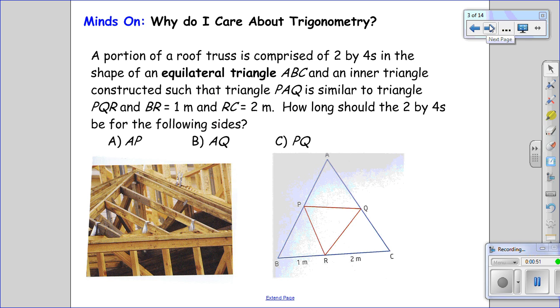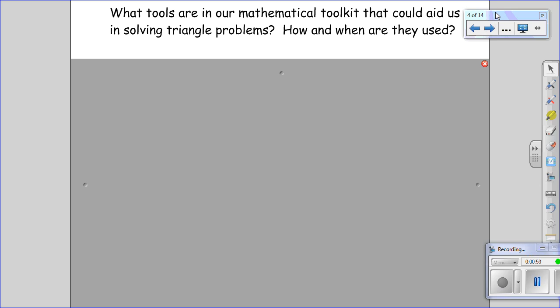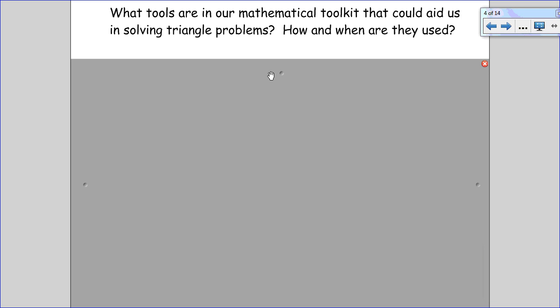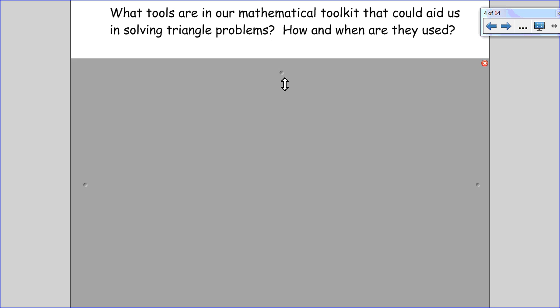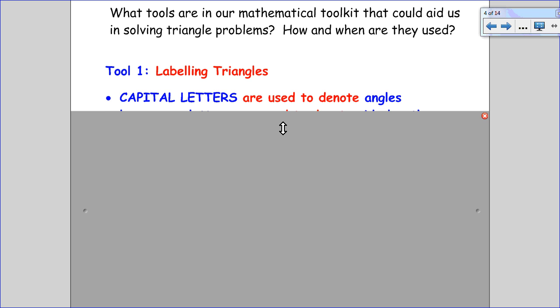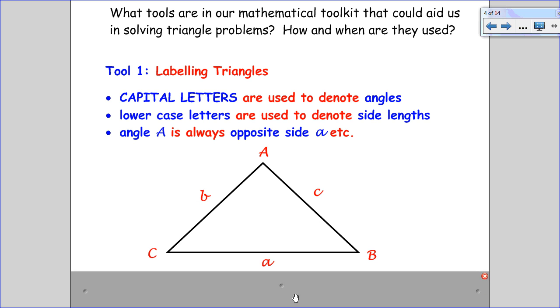We need to remember what we know about trig and what tools we have that could help us solve triangle problems and how and when they're used. First thing we need to know is how to create our diagrams to be able to use our tools. Things to remember are capital letters are always used to denote angles. So you'll see in the triangle here, I've got a capital A, a capital B, and a capital C for the vertices. And lowercase letters are used to denote side lengths.